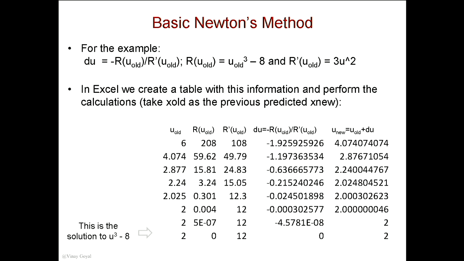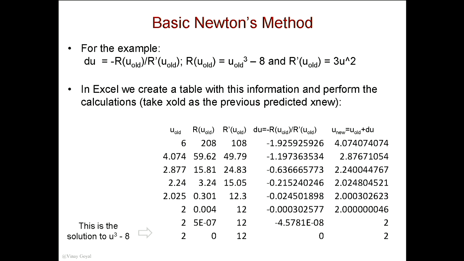U prime, R prime is this here, 3U squared. So I take 6, I put it there, and I do this calculation. And then I take this ratio here, and the minus of that gives me the change that I need to make. Right? So I need to make a change to U old of minus 1.92. So 6 minus 1.92 gives me 4.07.